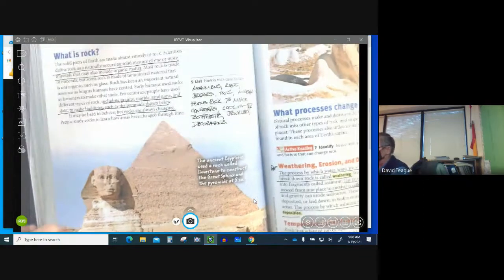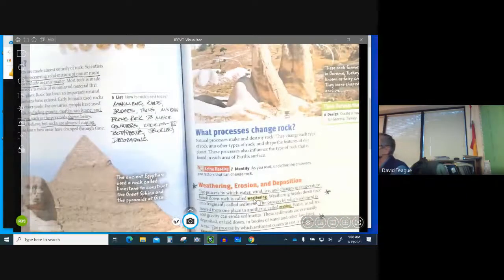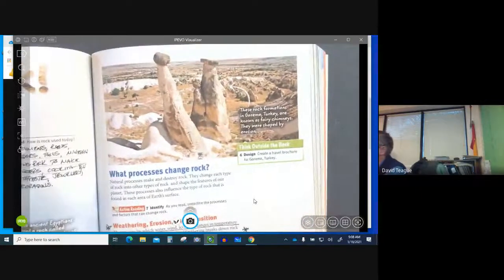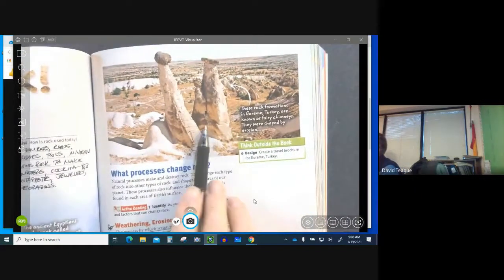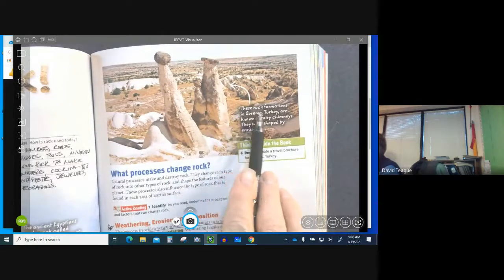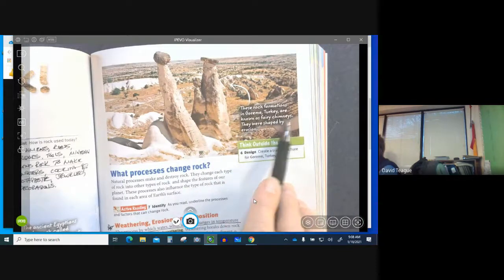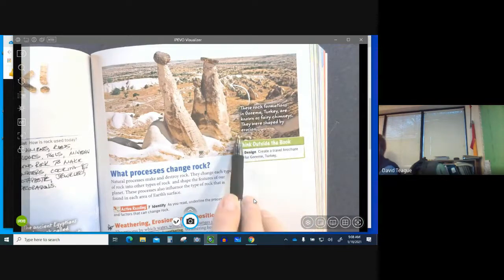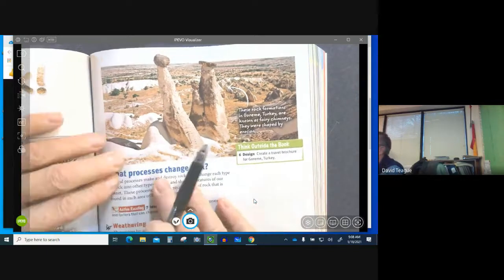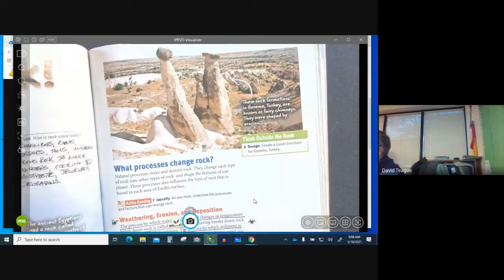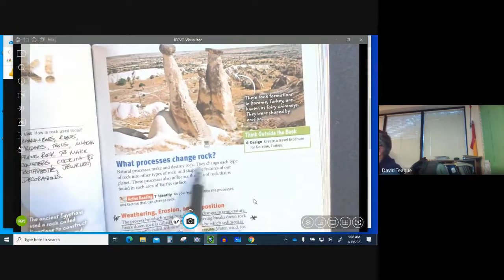Okay, moving on to page 369. Okay, we have this picture here. It says these rock formations in Goreme, Turkey, are known as fairy chimneys. They were shaped by erosion. Wow, that's pretty cool. What processes change rock?